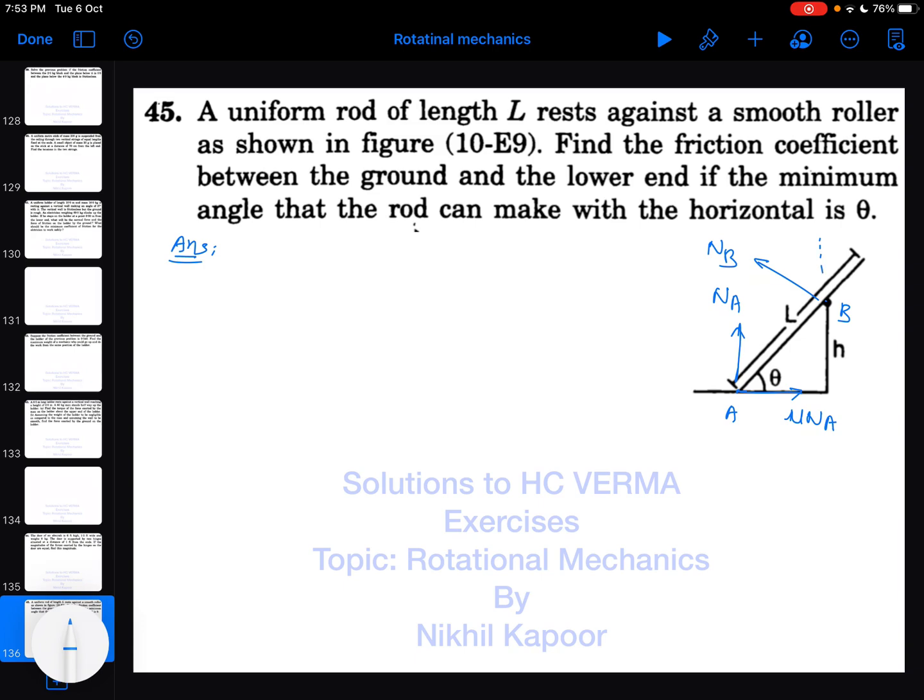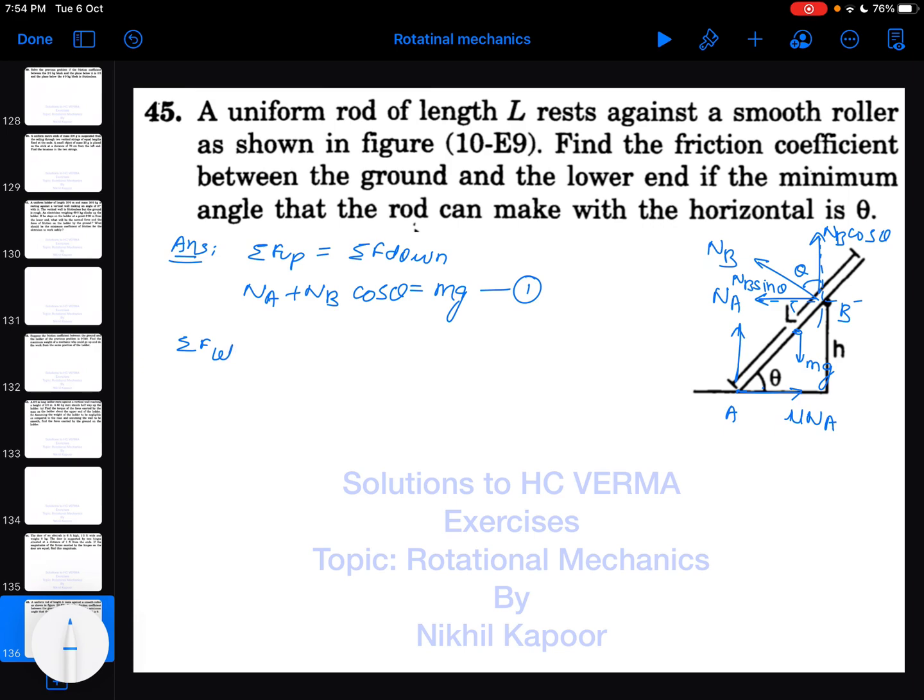Let's resolve the reaction from B into two parts, vertical and horizontal. If this angle is theta, then this would be theta, so this angle again comes out to be theta. NB cos theta and NB sin theta. So from the equilibrium of the rod we can say that total force acting up must be equal to total force acting down. So NA plus NB cos theta is equal to the weight of the rod mg, which is acting at the center of gravity, L by 2 from both the ends. This is our equation 1.